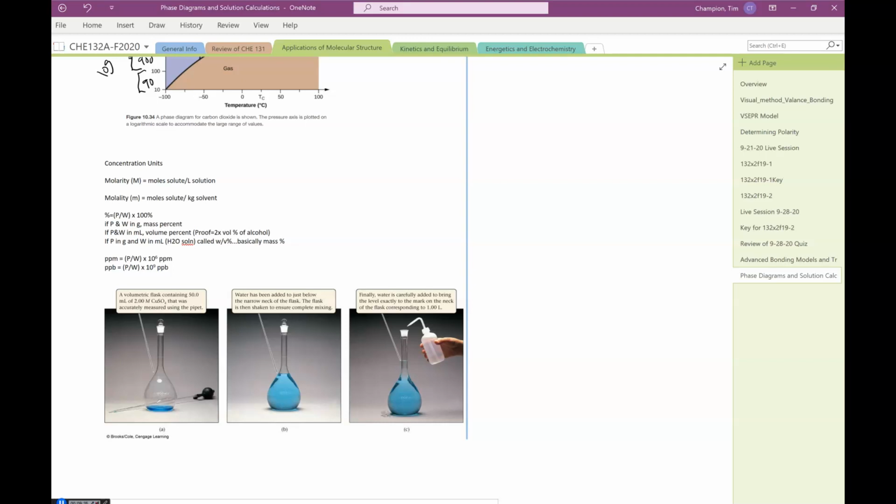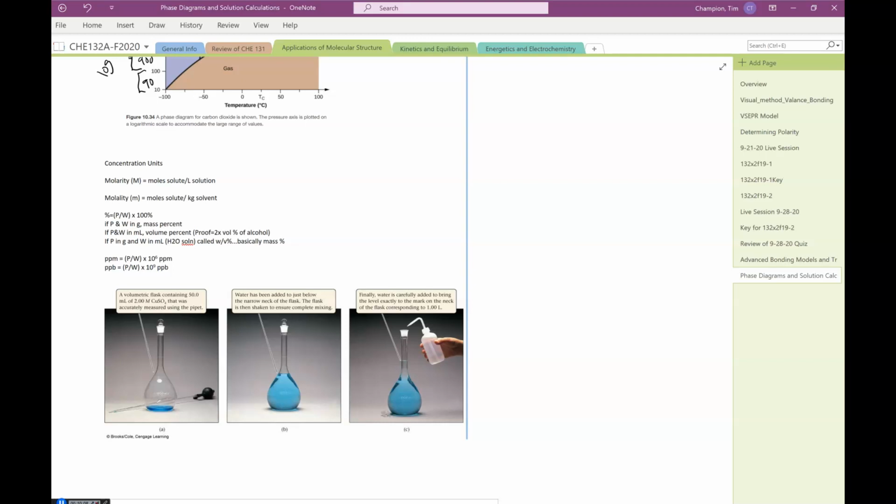If part is in grams and whole is in milliliters of a water solution or an aqueous solution, we call that weight to volume percent, W/V percent, which is very close to mass percent. And so a lot of times if you're just making a solution in lab, and it doesn't have to be that precise, you can just do it that way. If you need to make a 10% mass solution of sodium chloride in water, take 10 grams of sodium chloride and add it to 100 milliliters of water and call that a 10% mass to volume or weight to volume, and that's pretty close to the mass percent.